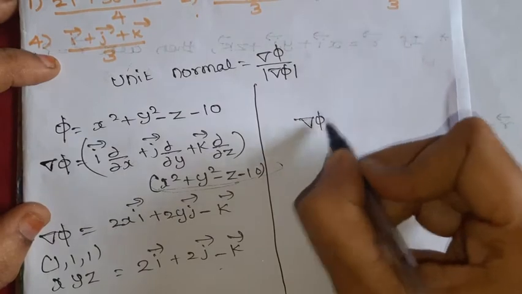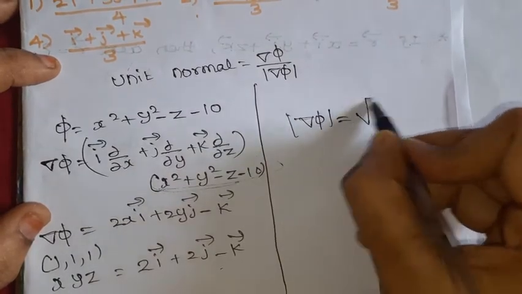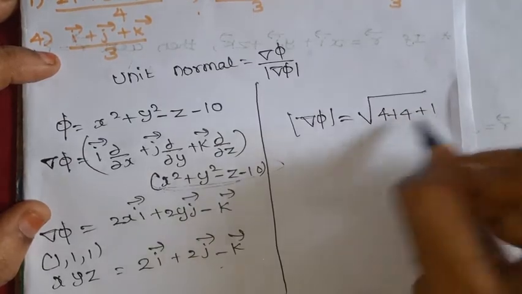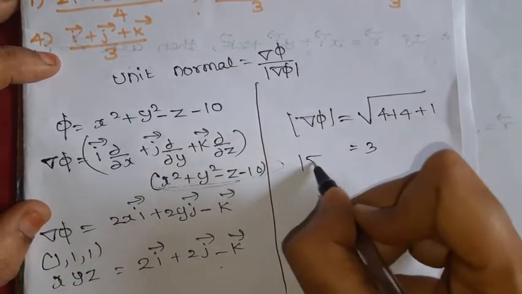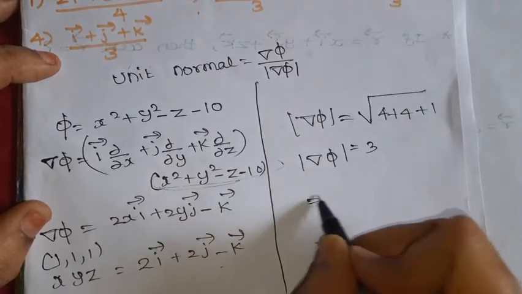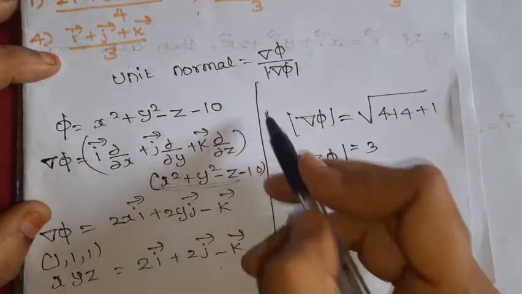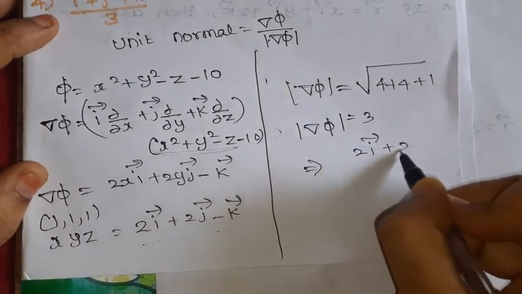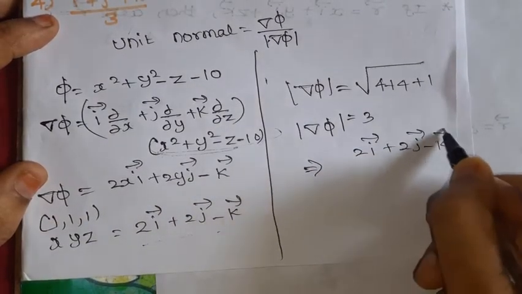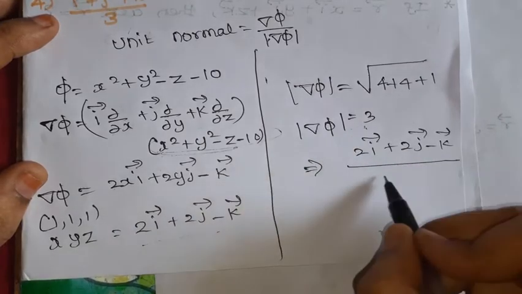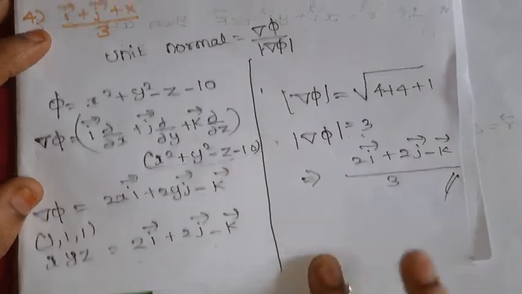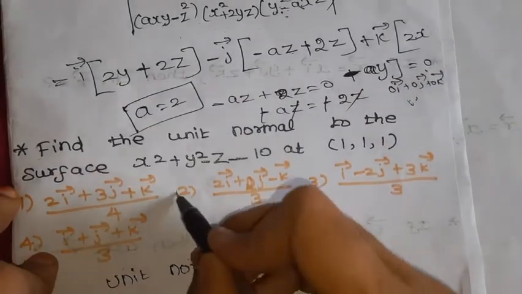Then we need to find modulus del phi. Modulus del phi is nothing but the square root of 2 squared, 4, plus 4 plus 1, so on 9 we will get 3. Modulus del phi is 3. So what is the unit normal? Del phi divided by modulus del phi. Del phi here is 2i plus 2j minus k, divided by modulus del phi, which is 3. So this is the answer: 2i plus 2j minus k divided by 3. Option 2 is the right option.